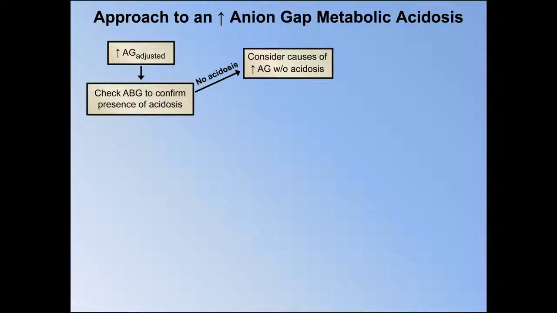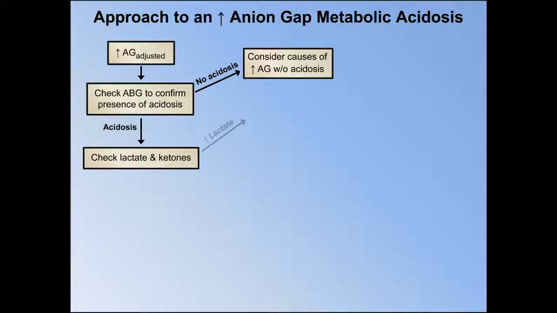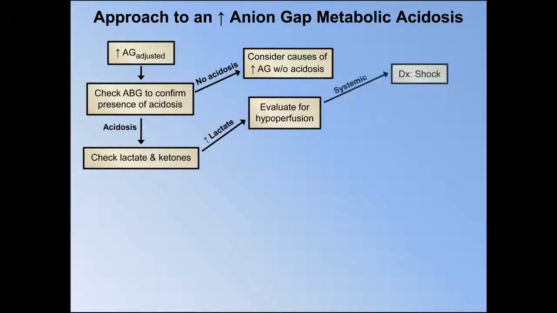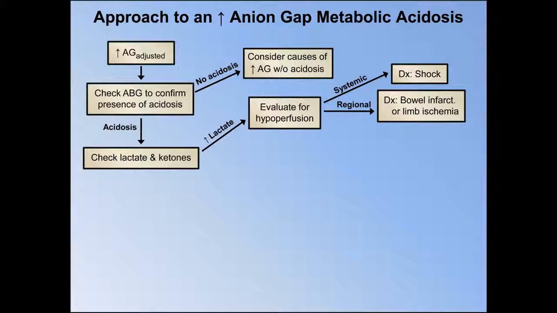Assessment of the pH will also help to assess the physiologic severity of the acidosis, as well as look for concurrent acid-base derangements which can be of assistance in determining the underlying etiology. Once an actual acidosis is confirmed to be present, check lactate and ketone levels, as these are the most common causes of an elevated anion gap acidosis. If lactate is elevated, assess for the presence of hypoperfusion. If hypoperfusion is present and systemic, the anion gap acidosis is likely a consequence of shock. If there is evidence of regional hypoperfusion, then the cause of lactic acidosis is related to that.